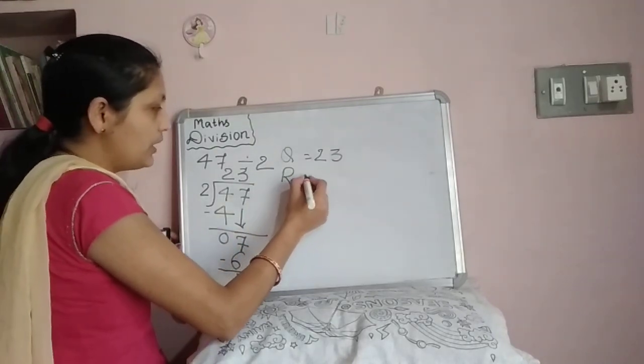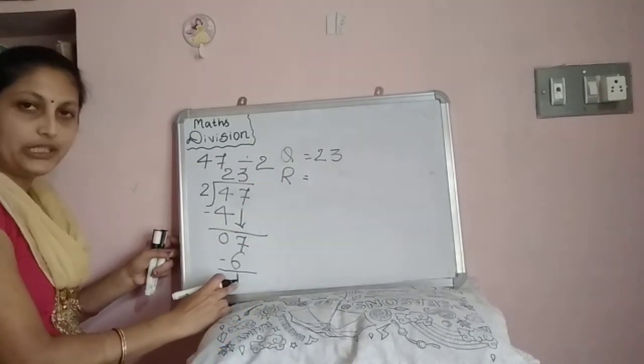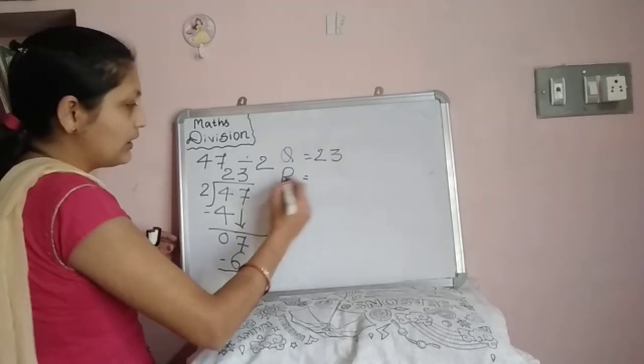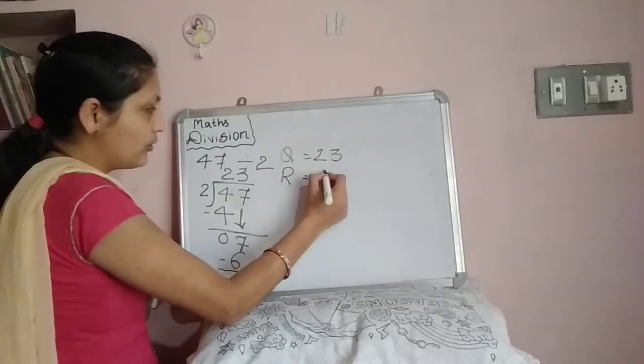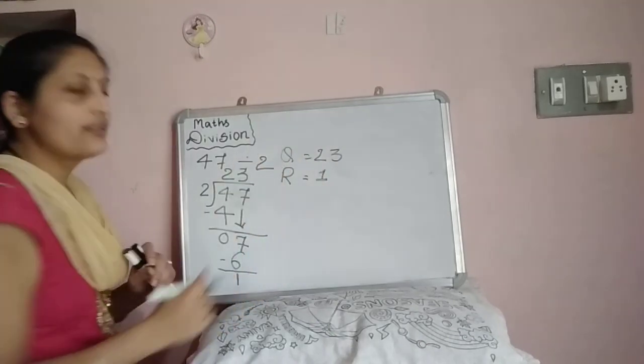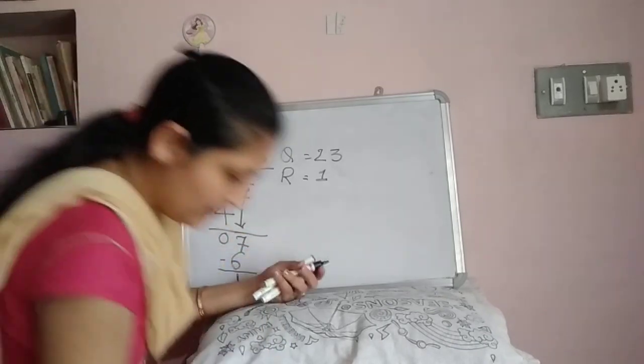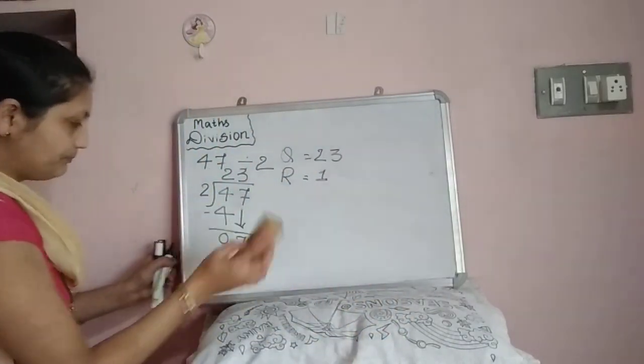So this number cannot be shared equally. So one object is left over. So this is called the remainder. I will write it in short as R. R is equal to 1. Remainder is 1. Like this. Let us take another example.